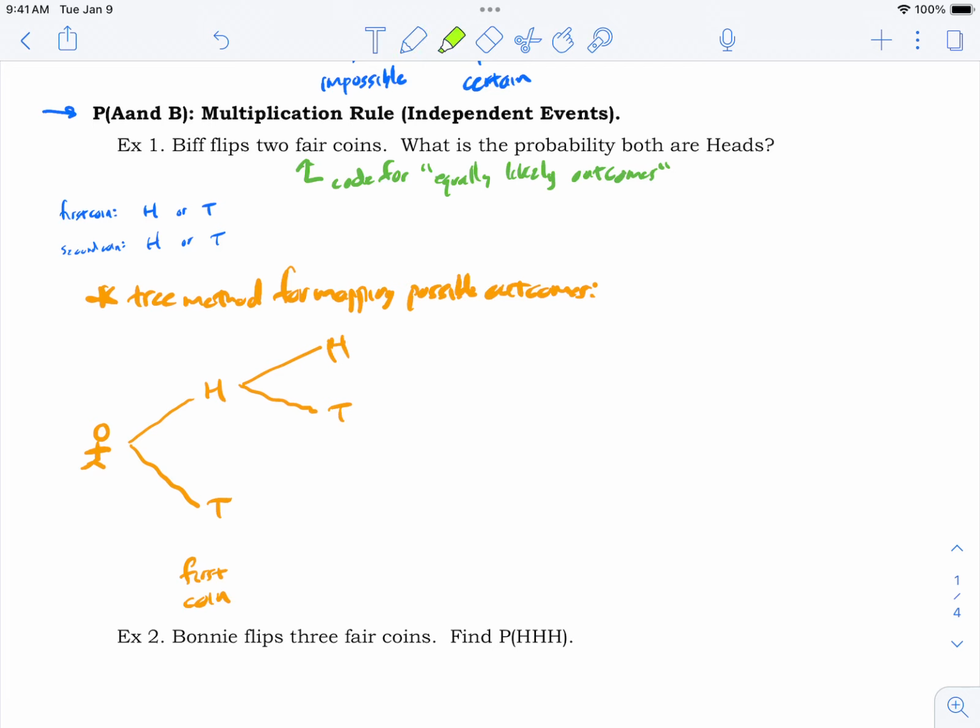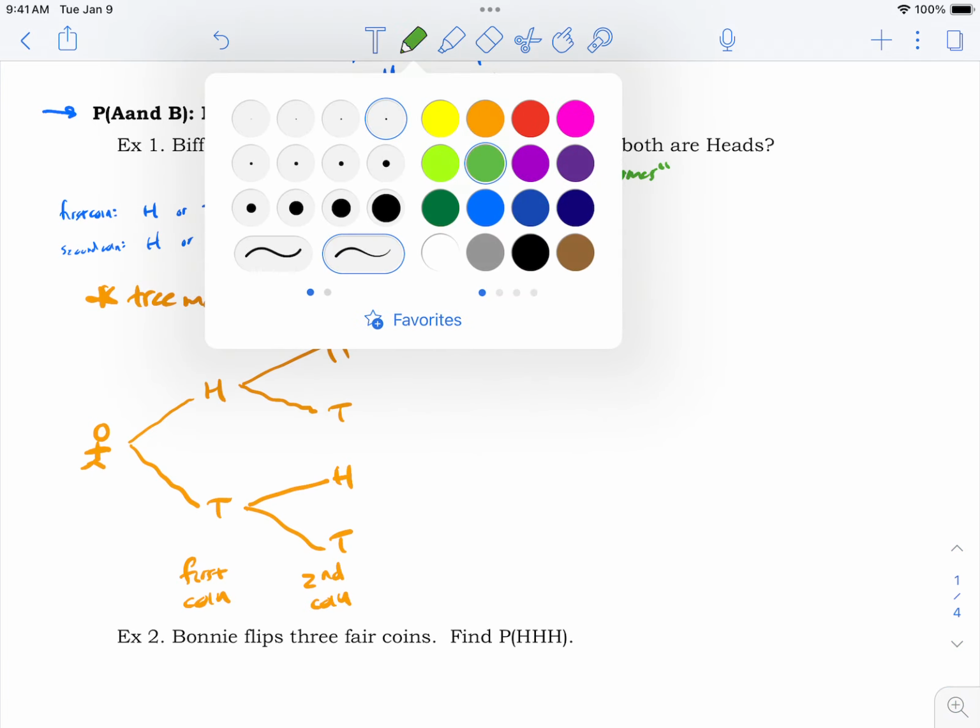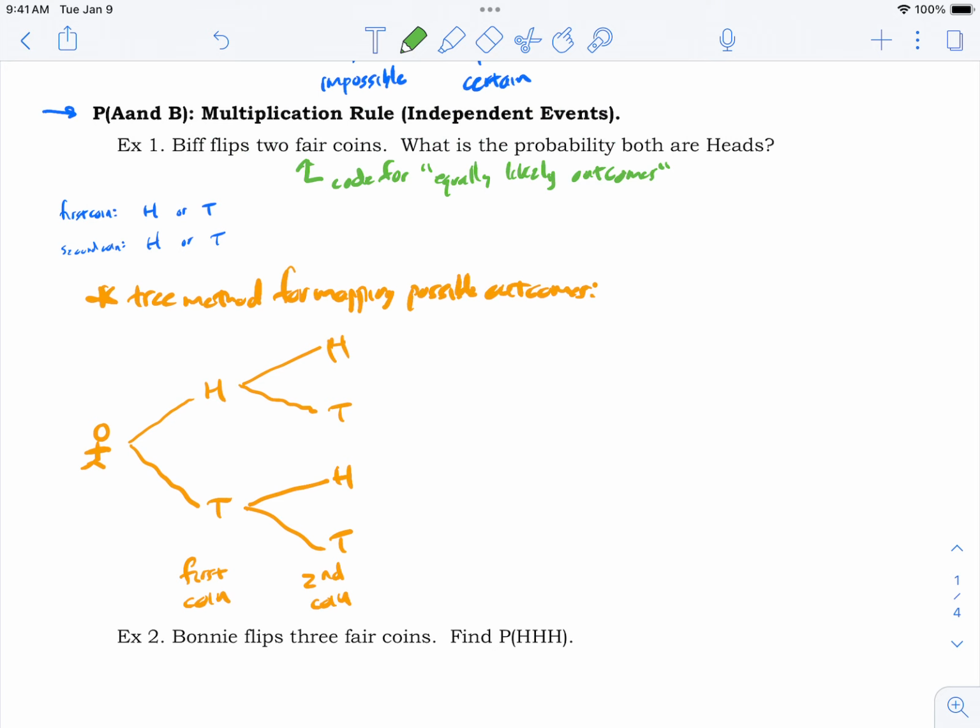So the idea is that now he could end up in this universe where he flipped the heads and then he flipped the heads on the second coin. There's another universe that ends here where he flips the heads on the first and the tails on the second, right? These are all possible outcomes, I guess, in the end. And by the way, if he flipped the tails first, on the first coin, he could get a heads or a tails on the second coin, right? So this is the second coin. And then we have, well, let's get green again. We have our possible outcomes right here.